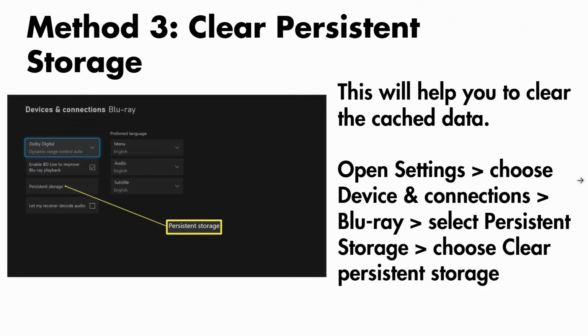If not, next is to clear persistent storage. For that, you have to open settings on your Xbox, then select device and connections, then click on Blu-ray, then select persistent storage, then select clear persistent storage.